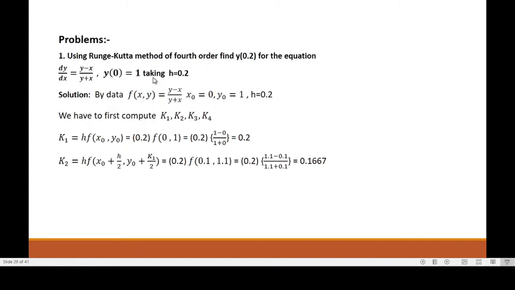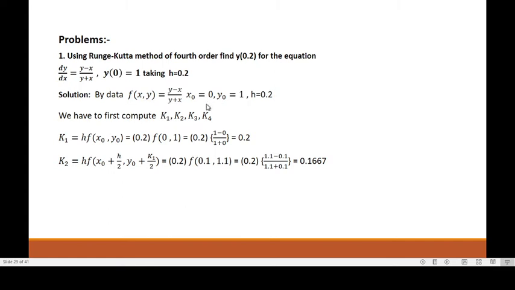Suppose in this same problem, if the h value is 0.1, then we have to calculate this problem at two stages, because x1 is calculated by using the formula x0 plus h. If h is 0.1, you will get 0 plus 0.1 is 0.1. Initially x1 is 0.1. So for that we have to calculate y by using the RK formula.